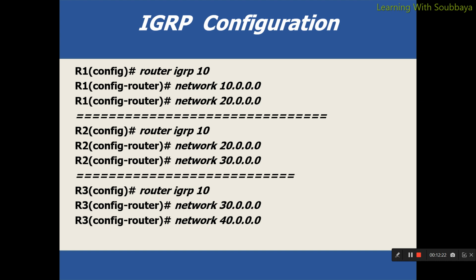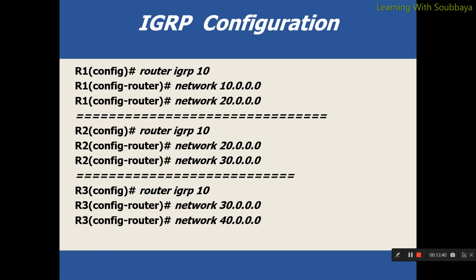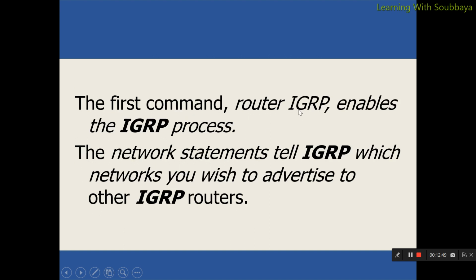What timers are available? Whatever timers are available in the RIP protocol are the same in IGRP. What are the four timers available? The update timer, invalid timer, hold down timer, and flush timer. Here, router IGRP is how you enable the IGRP protocol. That is our router IGRP command. The next command is the network address you are applying.